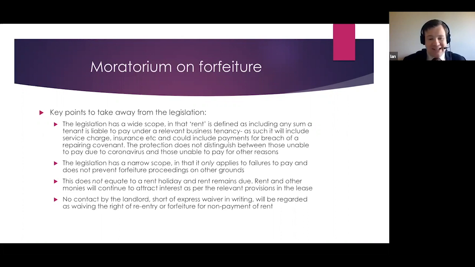The legislation has a narrow scope, however, in other respects, in that it only applies to failures to pay and does not prevent forfeiture proceedings being started on any other ground.